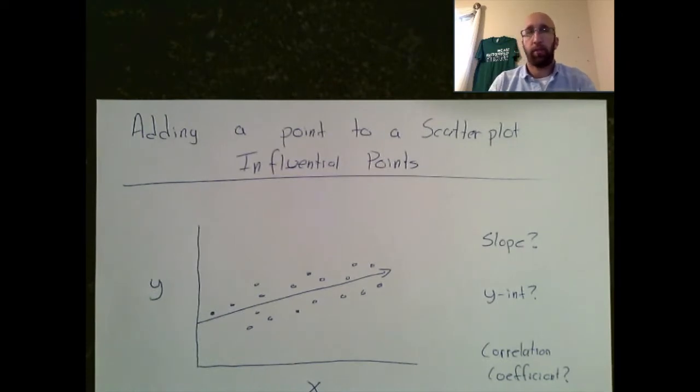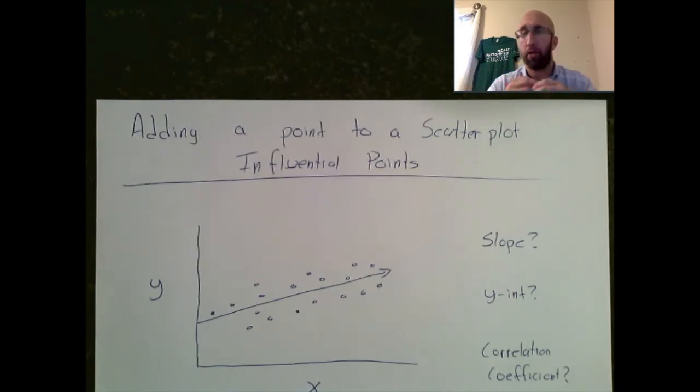Everybody. So in this video, I'm going to talk about adding a point to a scatter plot, which is influential points. Okay, so the premise is you already have a data set X and Y that is put into a scatter plot, and you already have a line of best fit. So what we want to look at is what happens if you add another point to this scatter plot. What changes will it have?